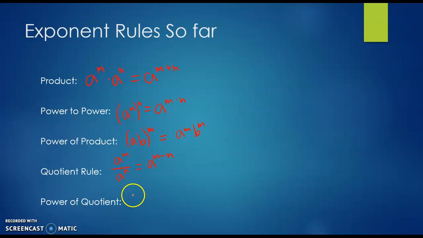And then power of a quotient, if I have a over b to the mth power, I'm going to get a to the mth over b to the mth. So again, those are the general rules. The a's and b's and the m's and n's are all numbers that we work with. And so those are our general rules for working with exponents.